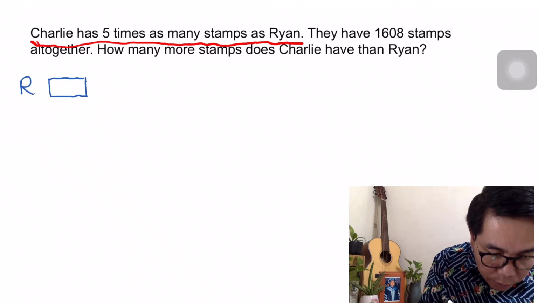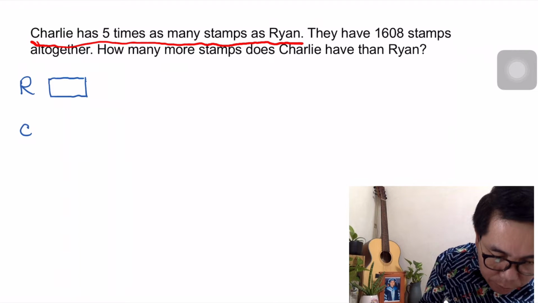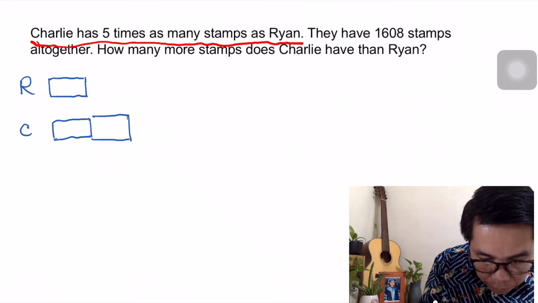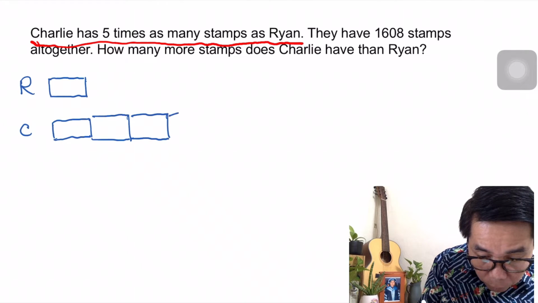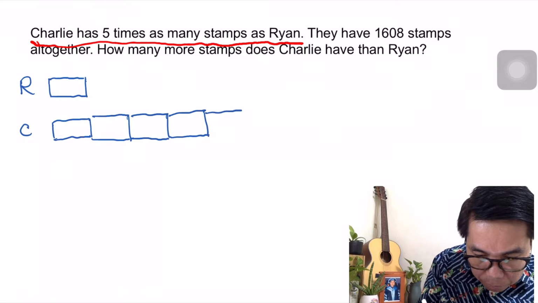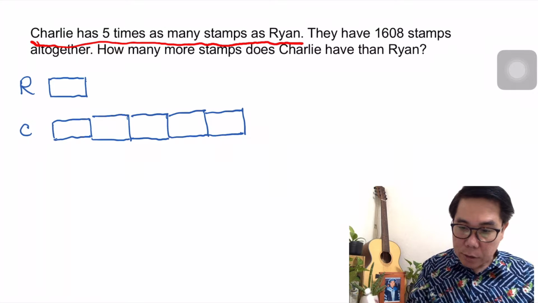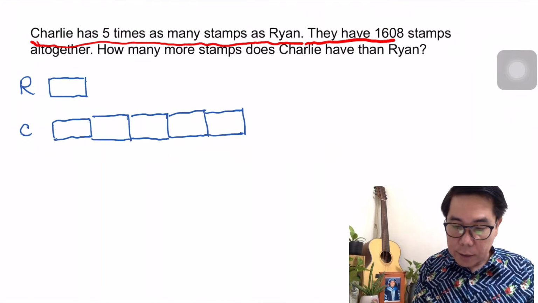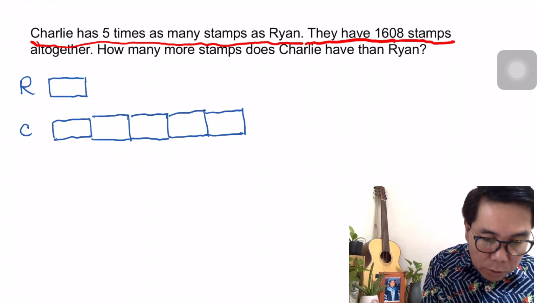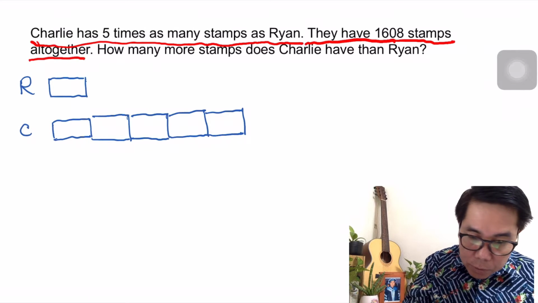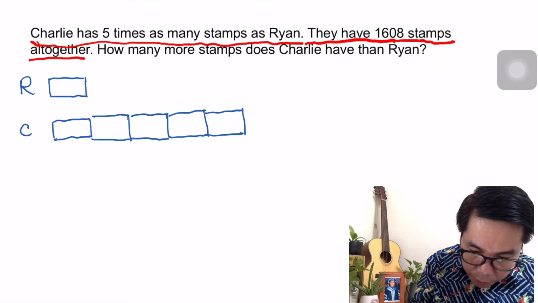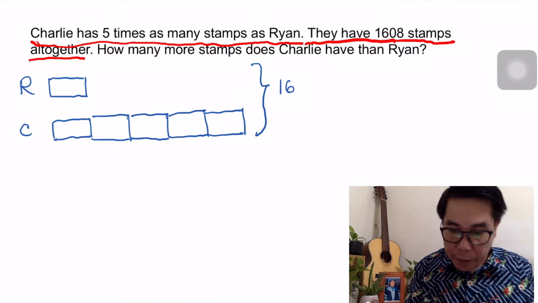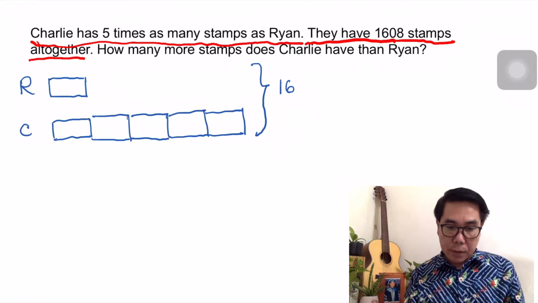For Charles, Charles has 5 times. So, 1, 2, 3, 4, 5. Okay, then let's continue the analyzing. Now, they have 1,608 stamps altogether. So in that statement, we have this altogether. They have 1,608 stamps.